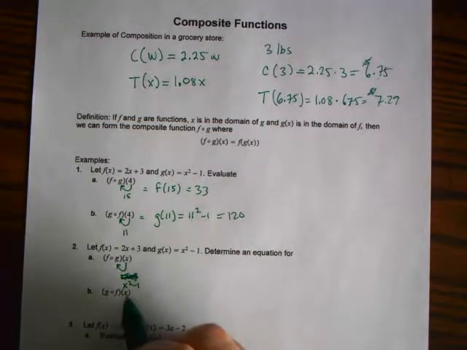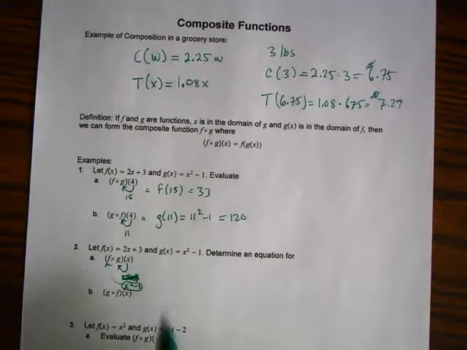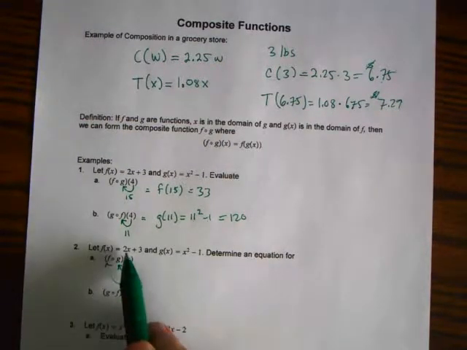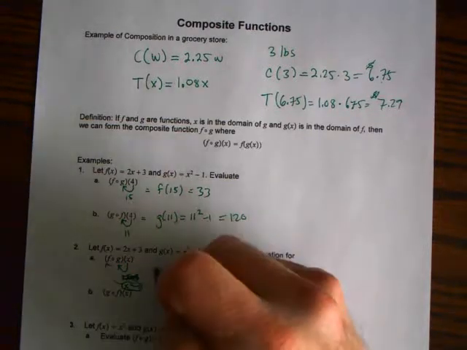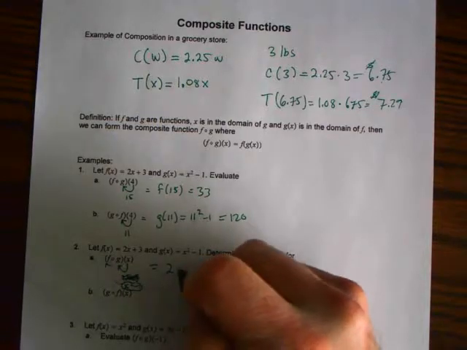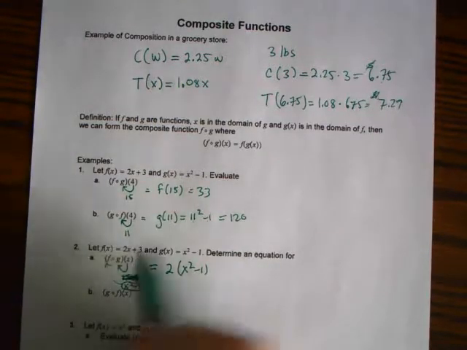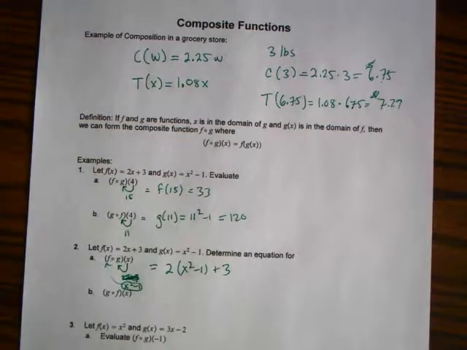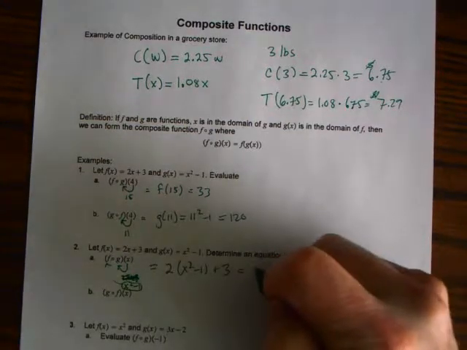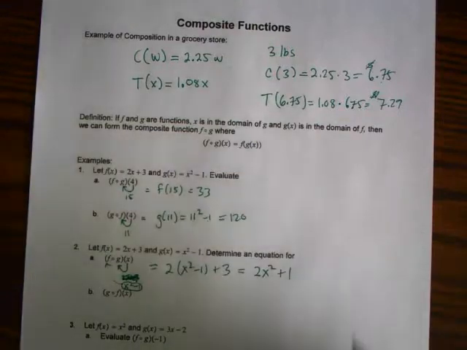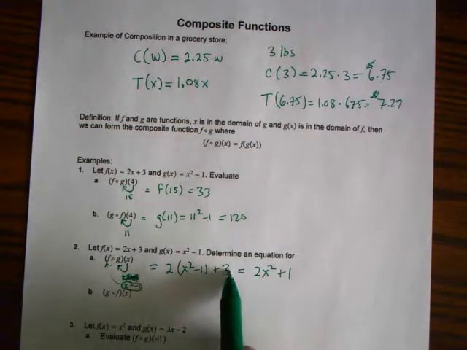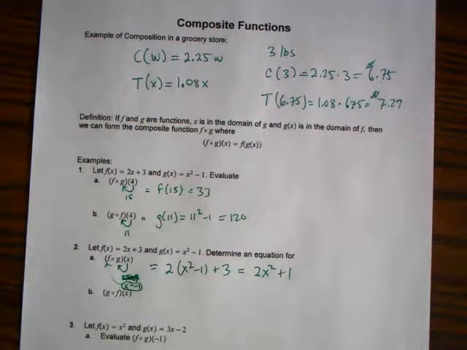I take that answer and I plug it in for f, which means I go to the f formula. Wherever I see an x, I'm not going to write x anymore. I'm going to write x squared minus 1. So the answer is 2, I don't write the x, I write x squared minus 1, and then I still have the plus 3 on the end. So that's 2x squared plus 1. Distribute the 2 through, and then add the 3 and the negative 2 makes 1.